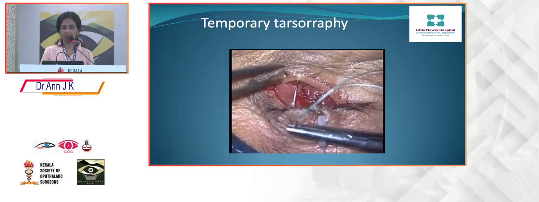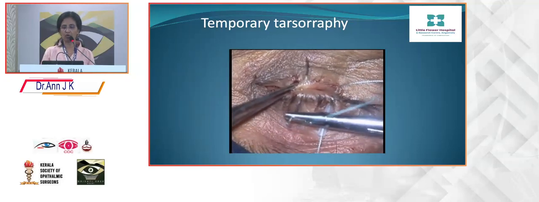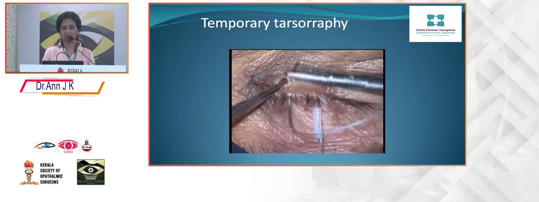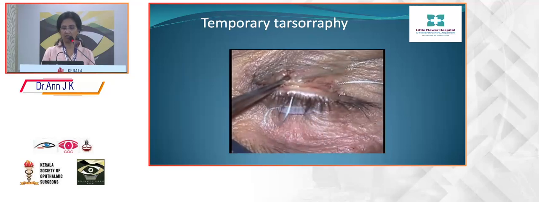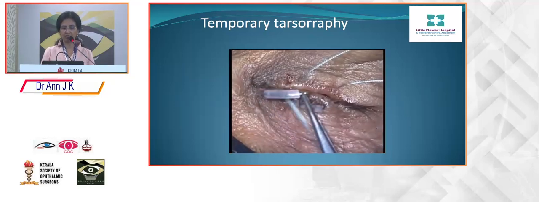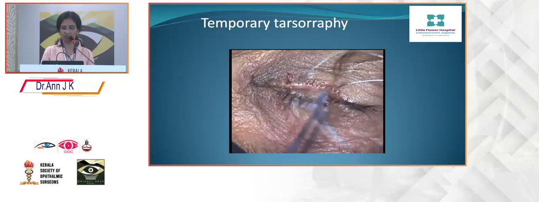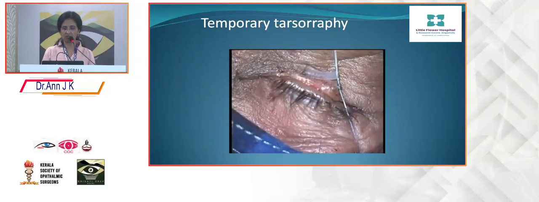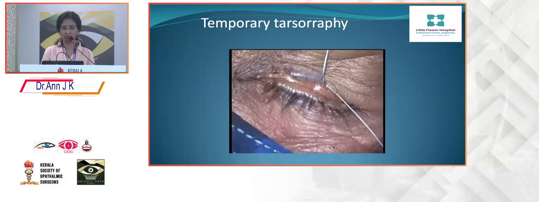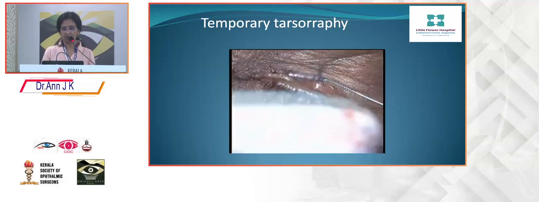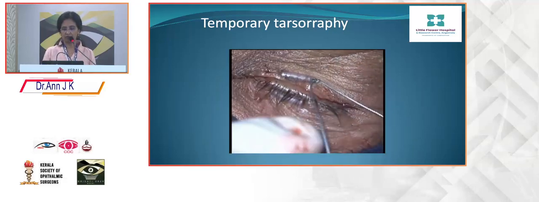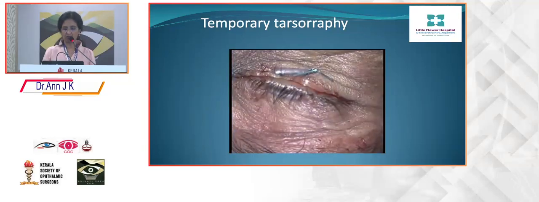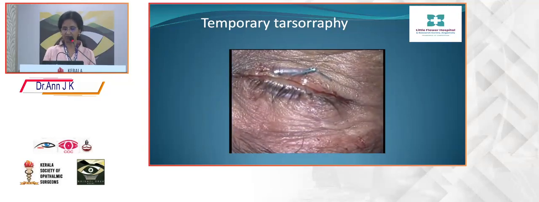Similarly, through the lower lid also you have to use the bolster. After that, you can tie the knot. It should be very tight, otherwise the action of the levator will cause the giving way of the sutures. So like this, the sutures have to be tight, and you have to put several knots, that's all.